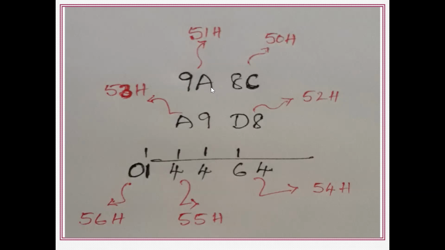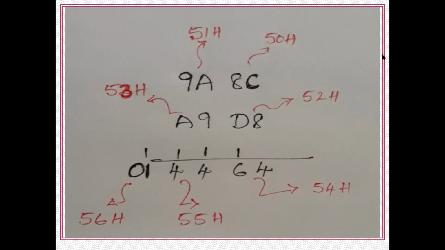Assume that these are the two 16-bit numbers we are going to perform the addition operation on. The first 16-bit number is 9A8C. So it is one 16-bit number. And the second 16-bit number is A9D8. It is the second 16-bit number. To perform addition of these two numbers, we are using indirect addressing mode and direct addressing mode also.